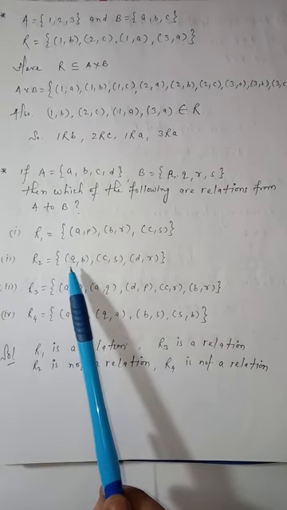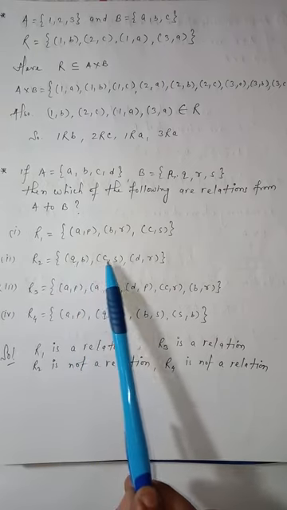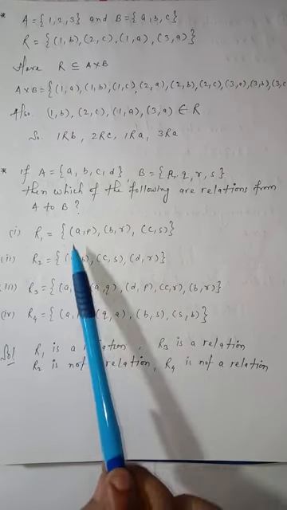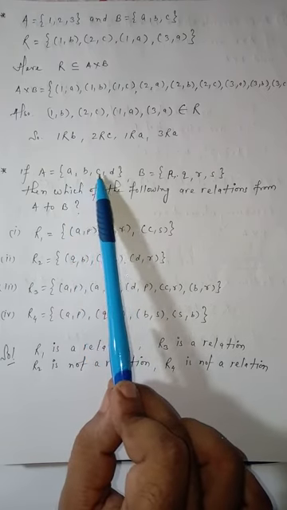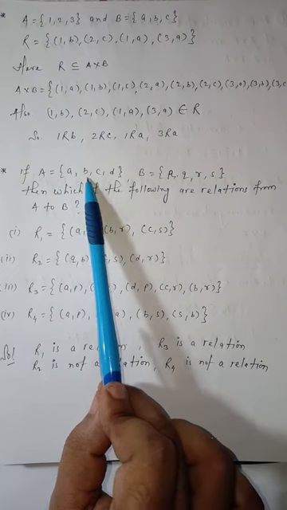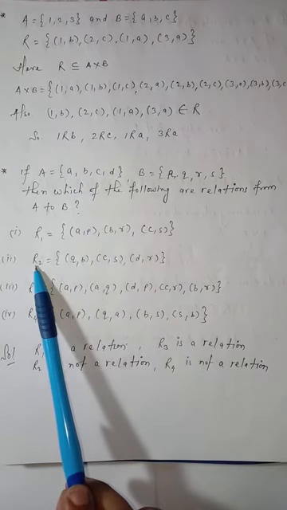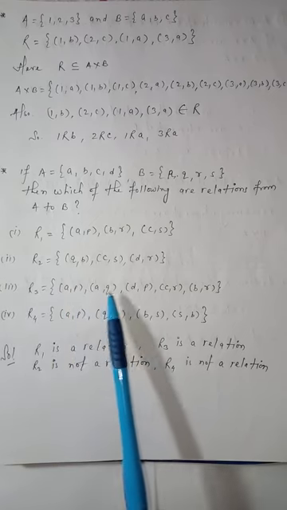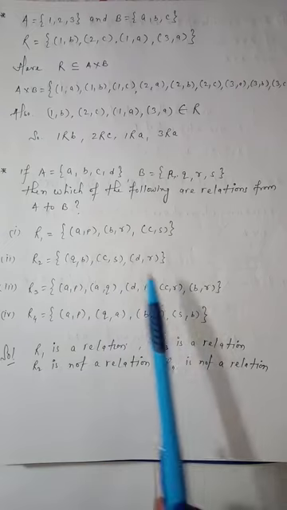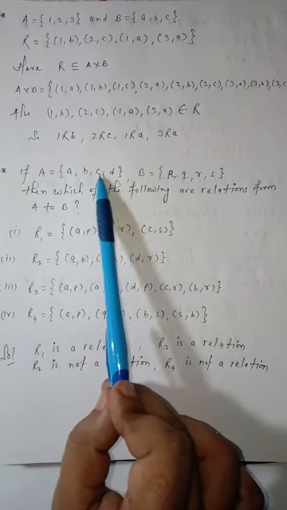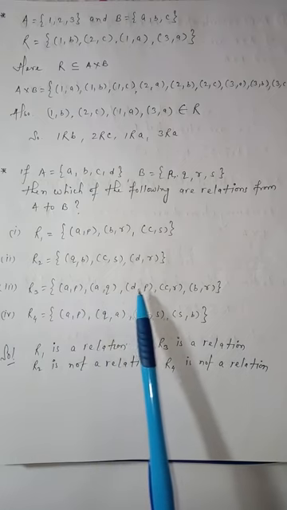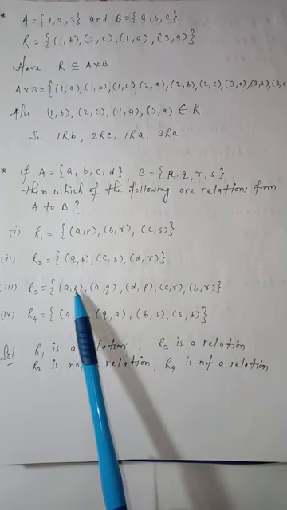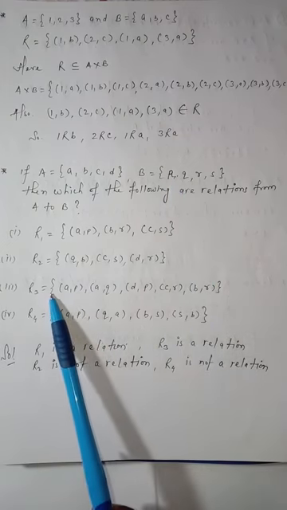You see, R2, here the first elements are q, c and d. If it is a relation, then q, c and d must belong to set A. Oh, c and d are present but q is not present. It means this is wrong. So this R2 is not a relation. Similarly, R3, this a, d, c, b. Yes, a, d, c, b are present in set A, and p, q, r must be from set B. So R3 is also a relation, and R3 is a subset of A cross B.